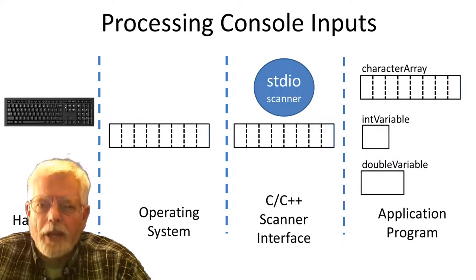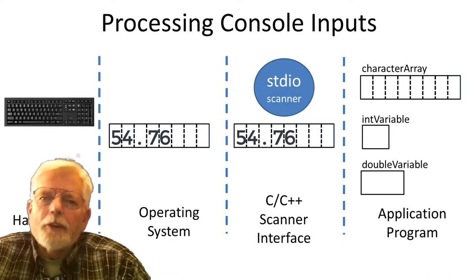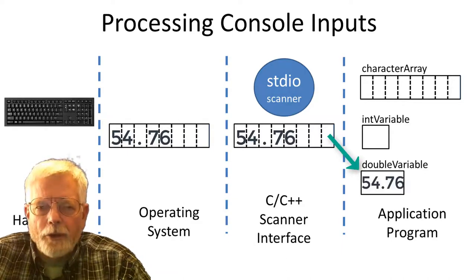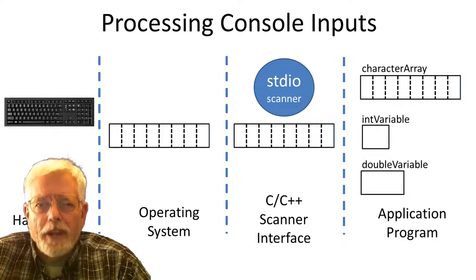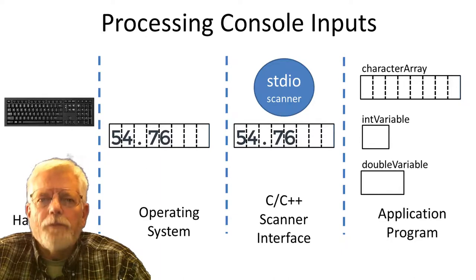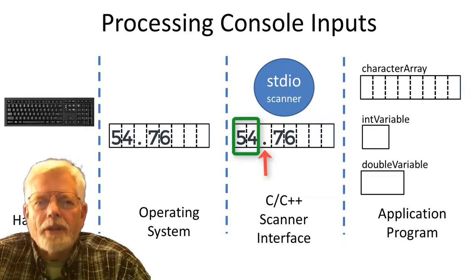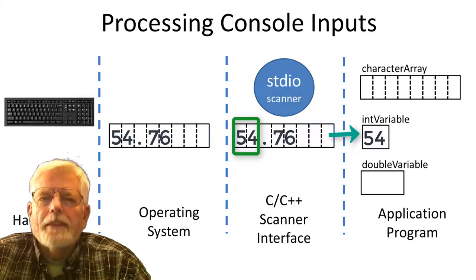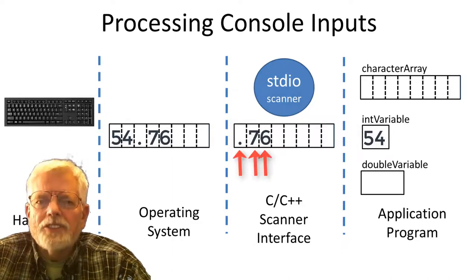If you ask for a double, and somebody types in the characters 5, 4, 7, 6, then the scanner will collect those individual characters and convert them into a double for you. If you ask for an integer, and somebody types in 54.76, then the scanner will pick up the 5 and the 4, and when it sees a point, which is not an integer value, it will give you the 54 and leave in the characters .76.